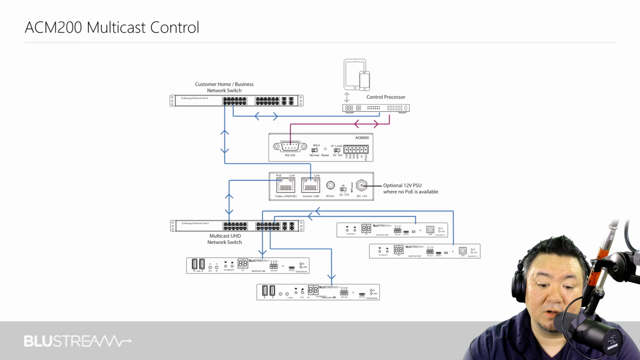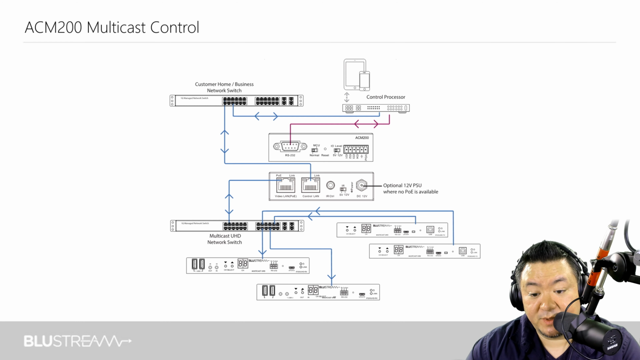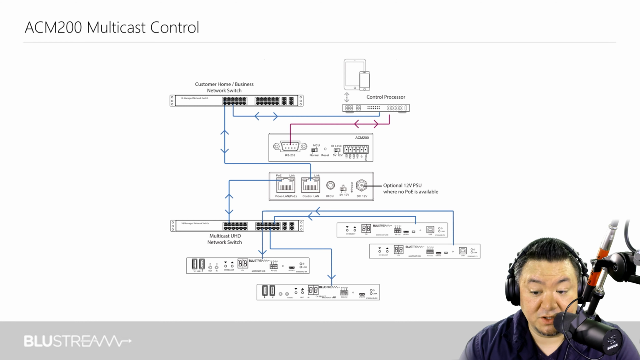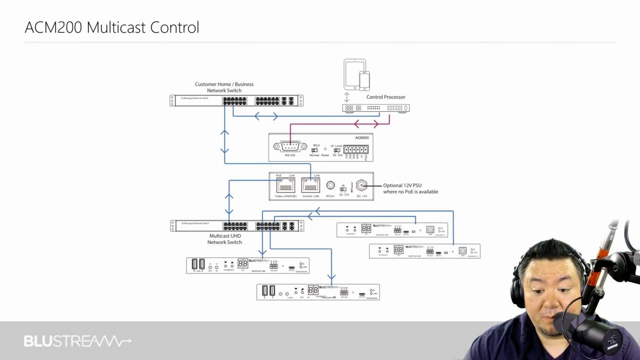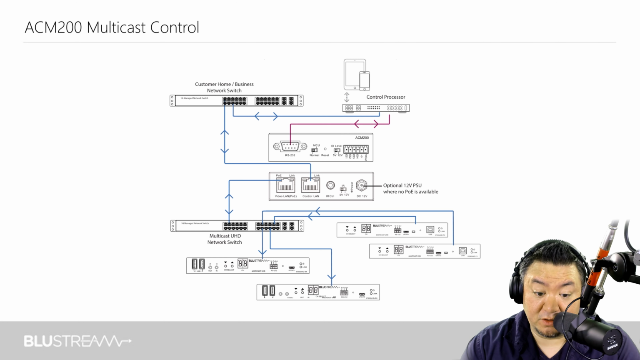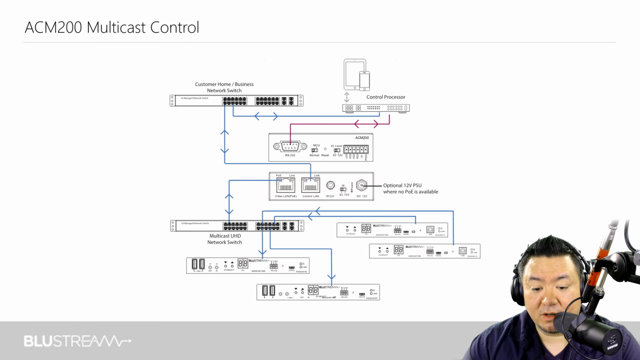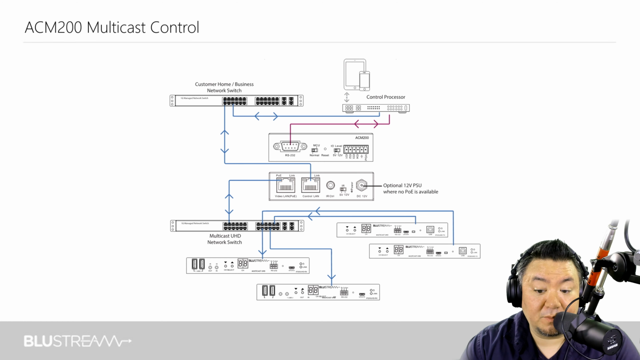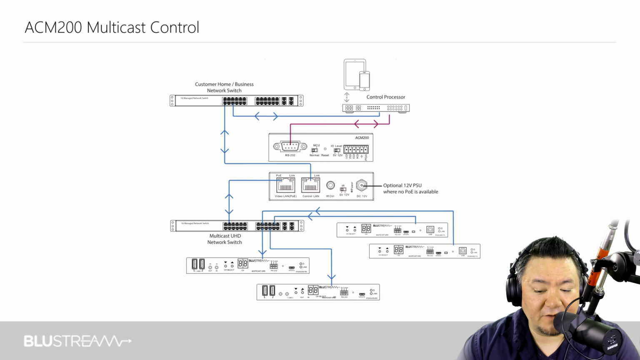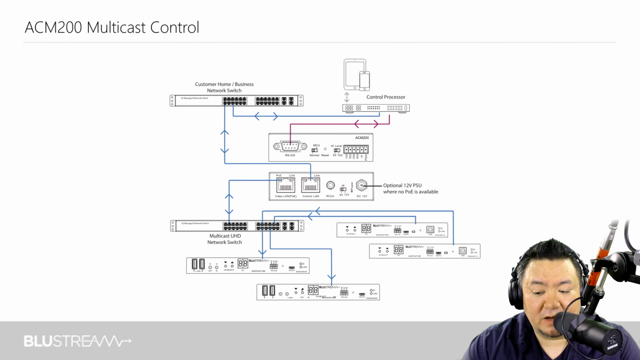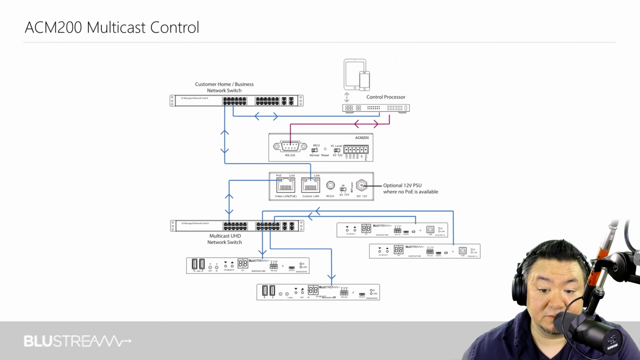As I noted earlier, the ACM200 sits between the Multicast video network, which is the switch at the bottom of your screen, and the client's existing home or business network, the switch at the top of your screen. The ACM200 allows for commands to be issued from a third-party control system that sits on the client's home or business network. This bridges the information over the ACM to the video network without having to create any VLAN tunnels or clever programming on the installer's part.